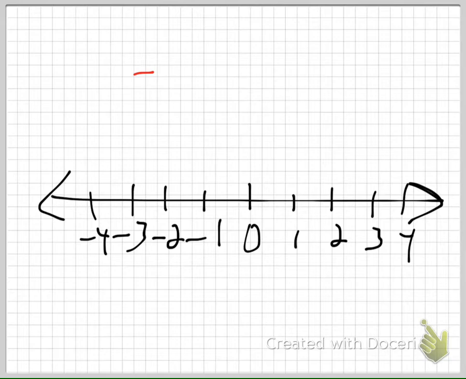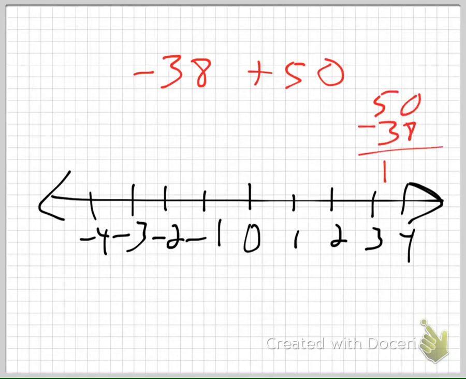Let's go negative 38 plus 50. Too big for the number line, right? Okay. What do we know is true about this answer? It's going to be a positive. Do we also know that it's going to cross 0, right? We know it's going to cross 0, so what am I allowed to do? Just flip them around and subtract. What is 50 minus 38? 12. There's my answer. 12. Does that make sense? That's such a simple concept, right?